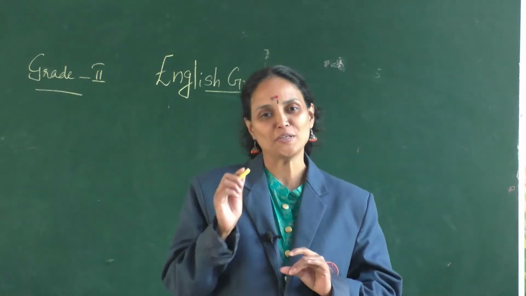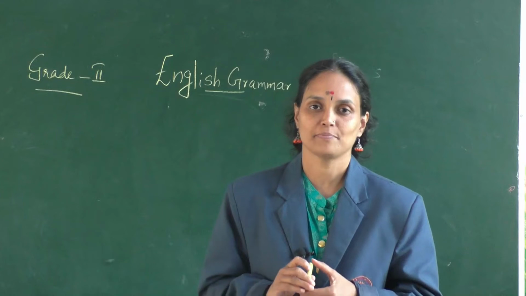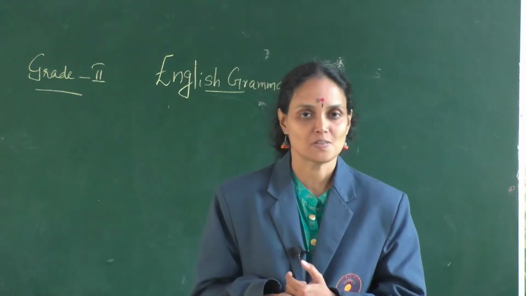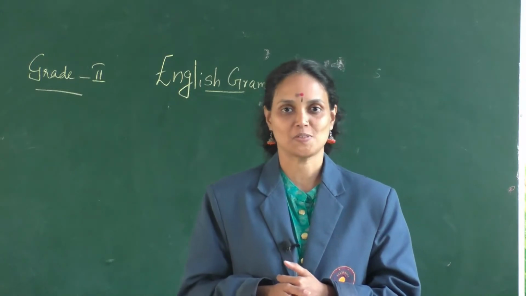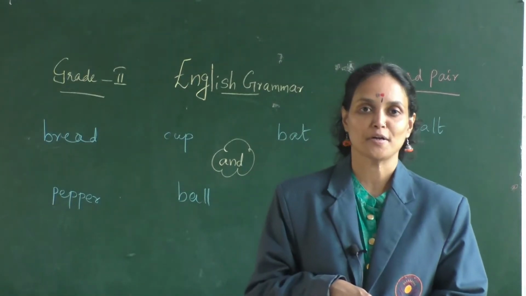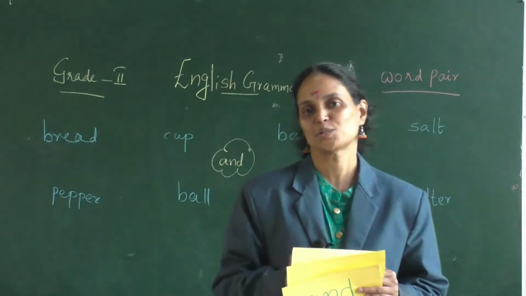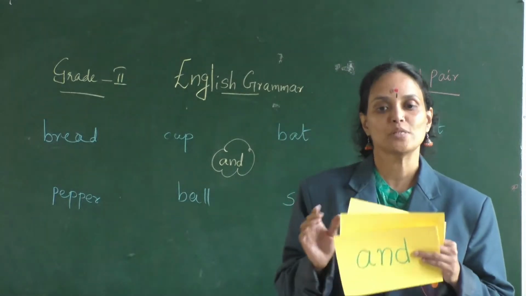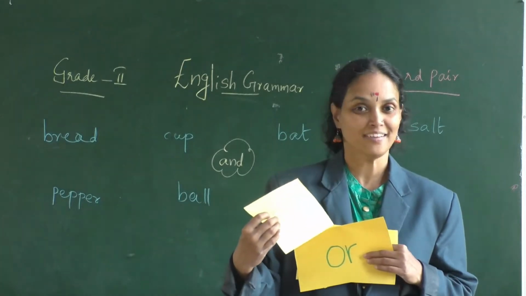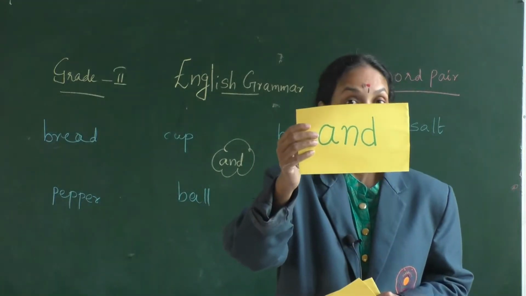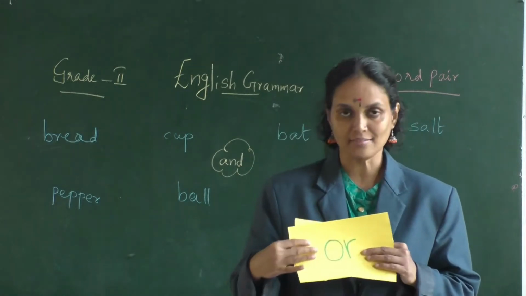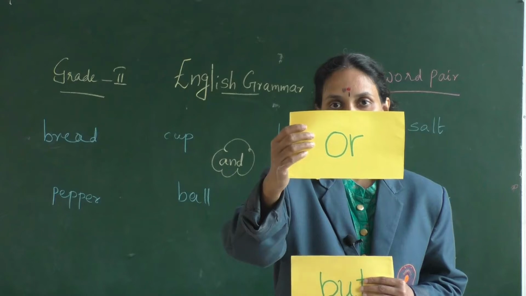See, today we are going to discuss a very new topic. The name of the topic is joining words or conjunctions. Children, now we are going to talk about three main conjunctions or joining words which are widely used in the English language. The first one is, as you know, and. Second one is or.